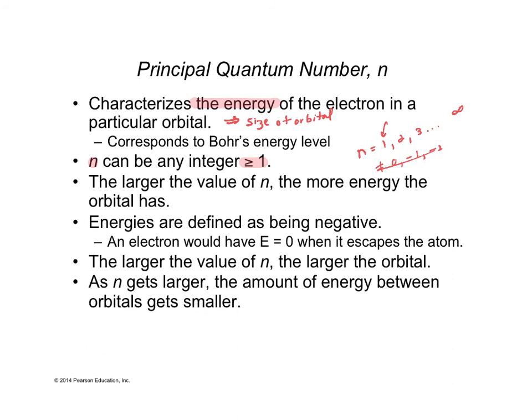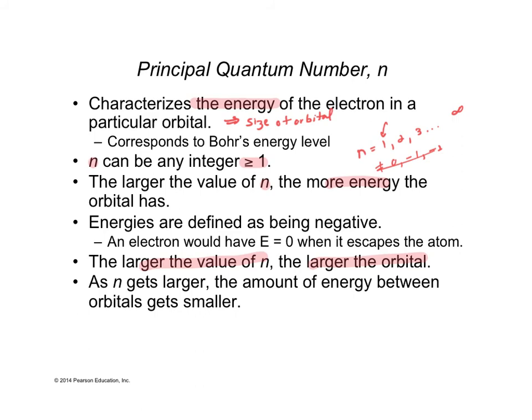Okay, so again, that's the rule with respect to n, the values that it can take on. Number 2, another thing to note, is that the larger the value of n, the more energy the orbital has. Also, the larger the value of n, the larger the orbital. So the bigger n, the more energy, and the bigger n, the larger the orbital. And then one more thing.